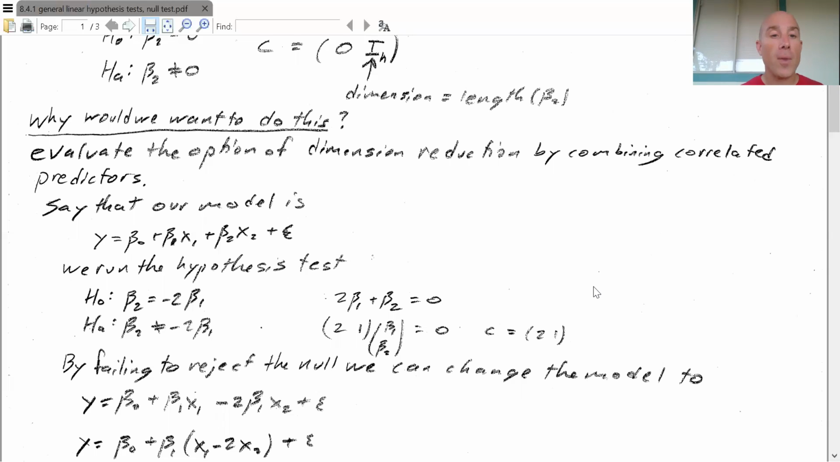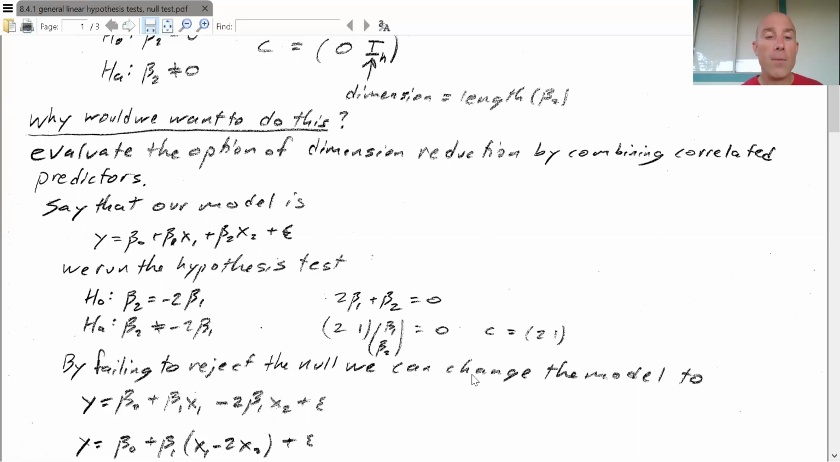All right, so let's say that this is our model: y is equal to the intercept plus the first predictor variable times beta 1, the second predictor variable times beta 2, and then the random term. Now, what if we were to run the hypothesis that beta 2 is equal to -2 beta 1? I'm just throwing this out; there are a bunch of different ways we could do this. That corresponds to 2 beta 1 plus beta 2 is equal to 0, right? And so then I can rewrite this in terms of matrices. We can see that C is the row vector (2, 1).